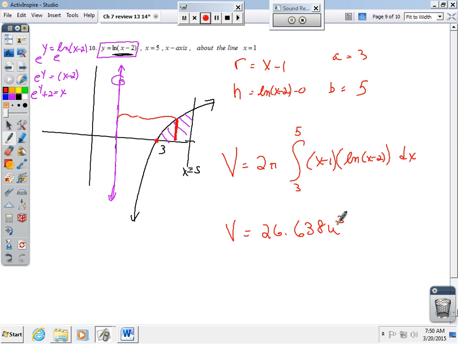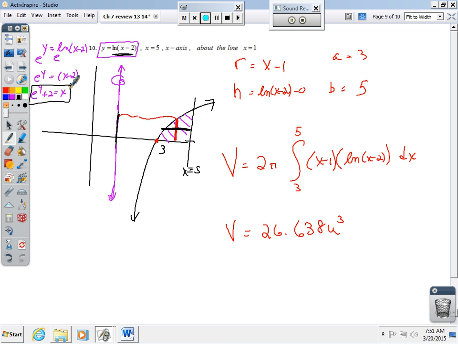26.638 units cubed. And again, this is definitely easier to do as a shell problem, but again, if you wanted to do a washer problem and you made your rectangle this way, which would be perpendicular to this axis of revolution, you would have to put this in terms of y, so x equals.